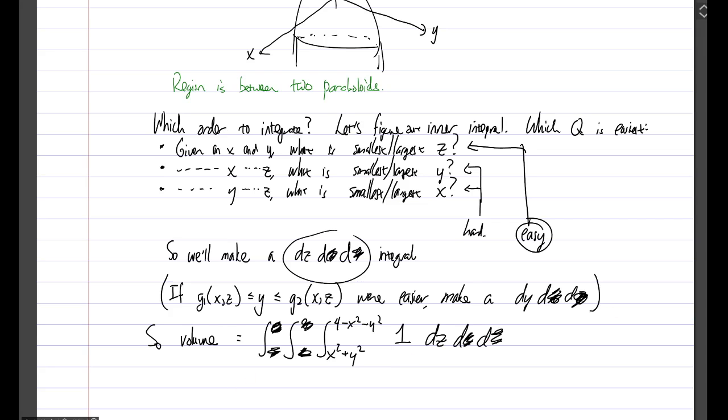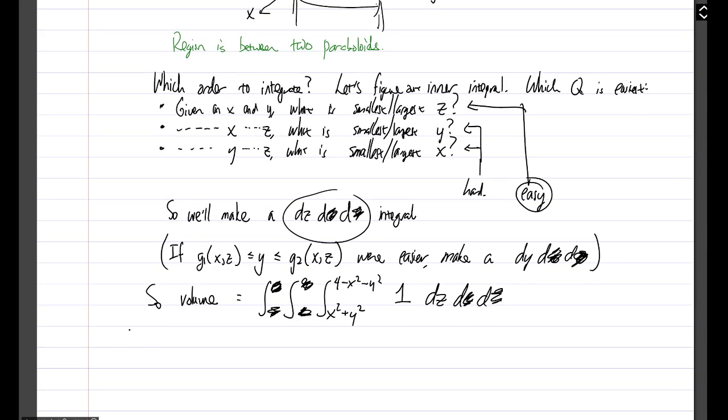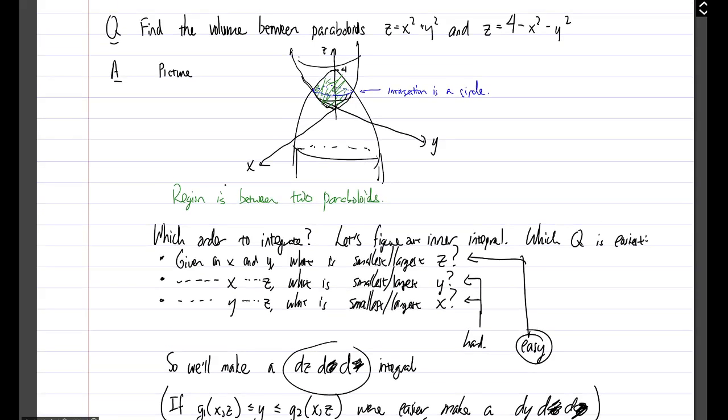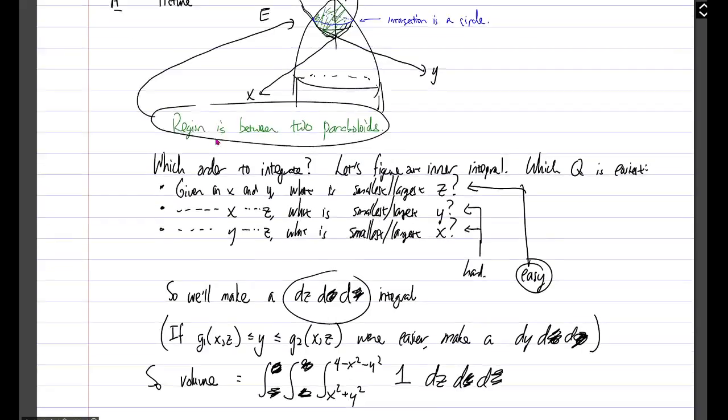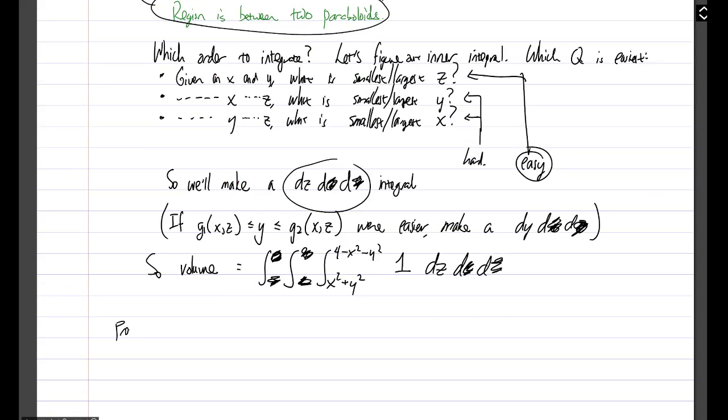Now the thing to do is to project. We've got this shaded region up here, E. Now the thing to do is to project E onto the xy plane.